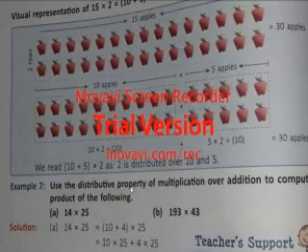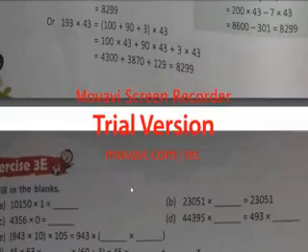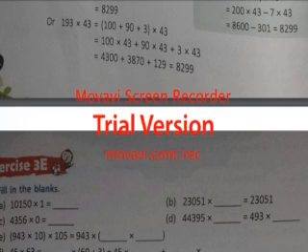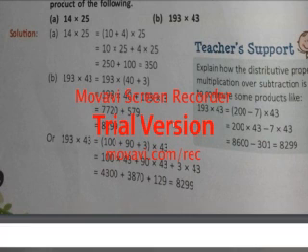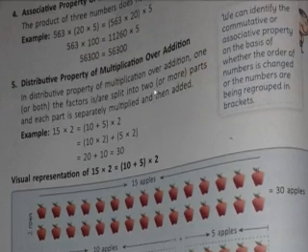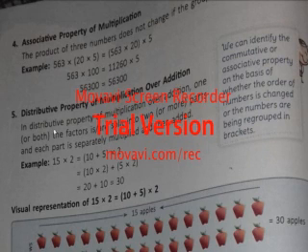So now, if you will see, students, as you can see over here, associative property is the property of multiplication, where the order changes, and yet there is no change in the result.